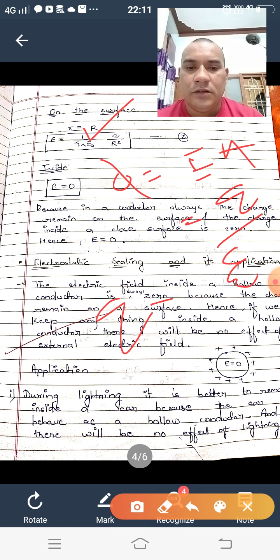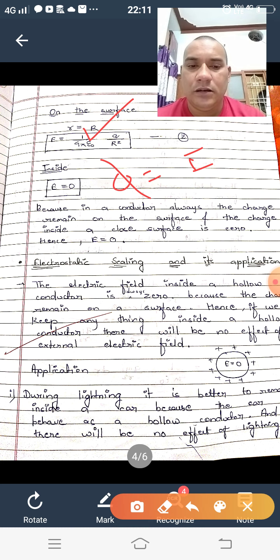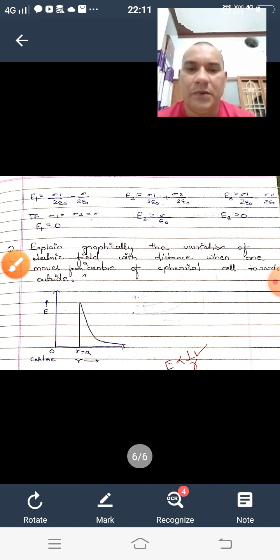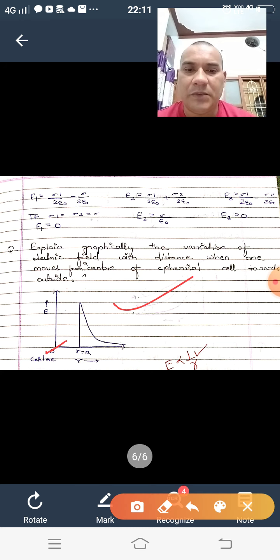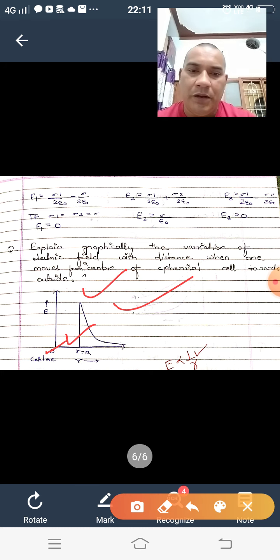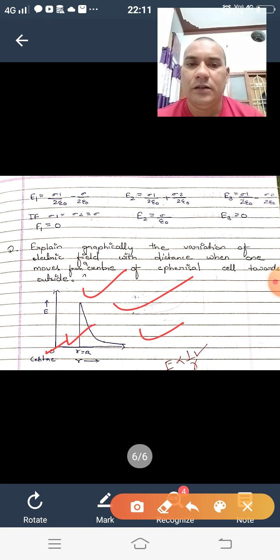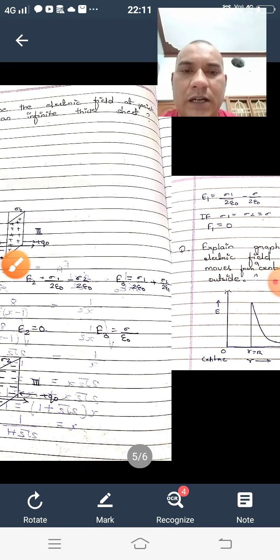So if you plot it graphically, a question comes in your board examination as well as in the competitive examinations. When we start from the center of the spherical shell towards outside, how will the electric field vary? Draw a graph. So this is the graph. Here this is the center of the spherical shell. From the center to the surface, the electric field is 0. At the surface, the electric field will be maximum. And when you go outside the spherical shell, the small r will increase, so the electric field will decrease. This will be the graph. Clear?